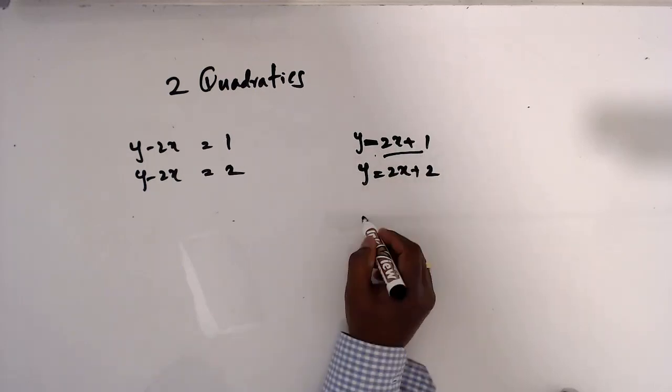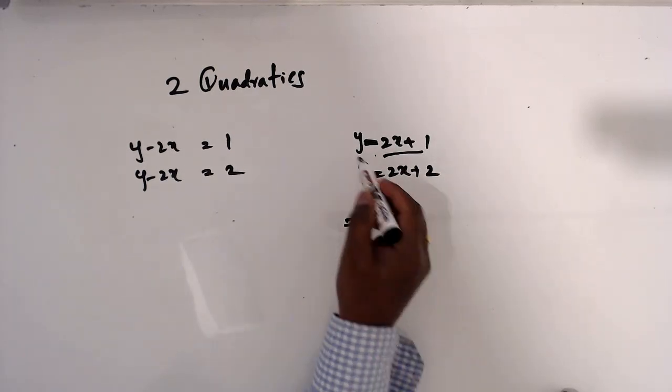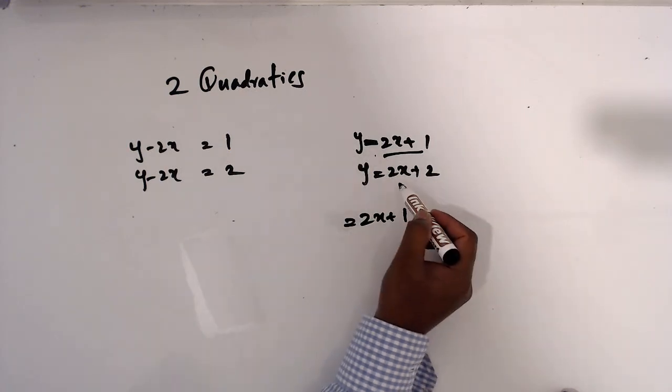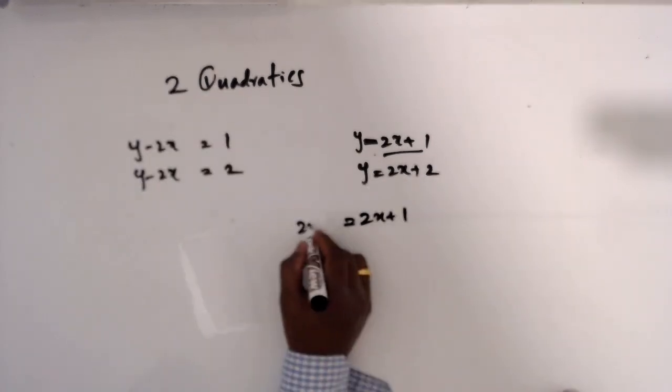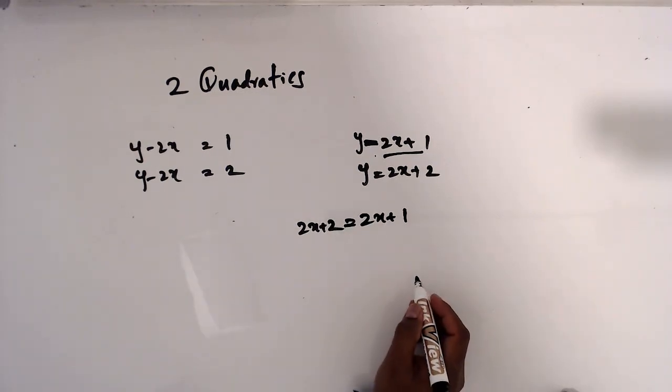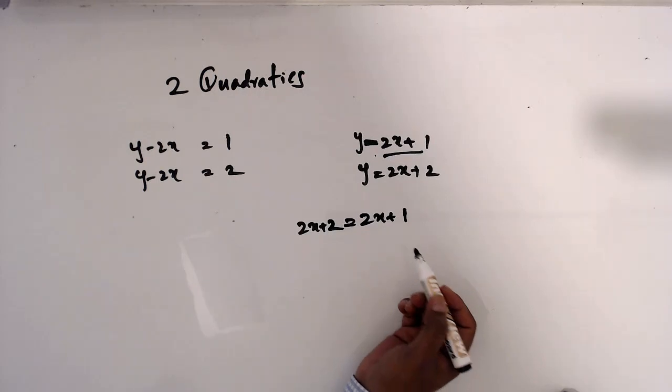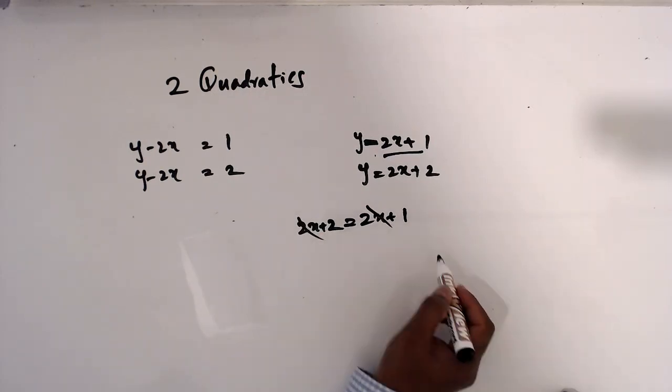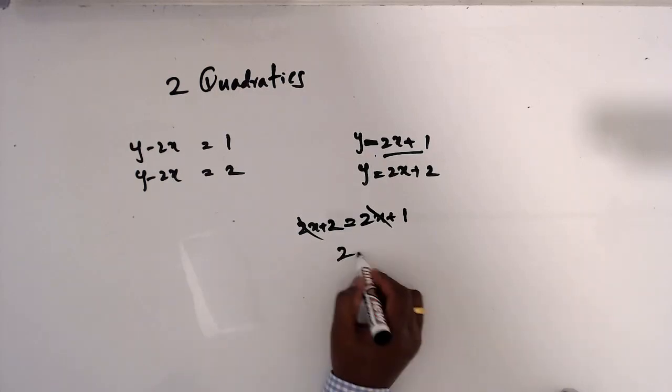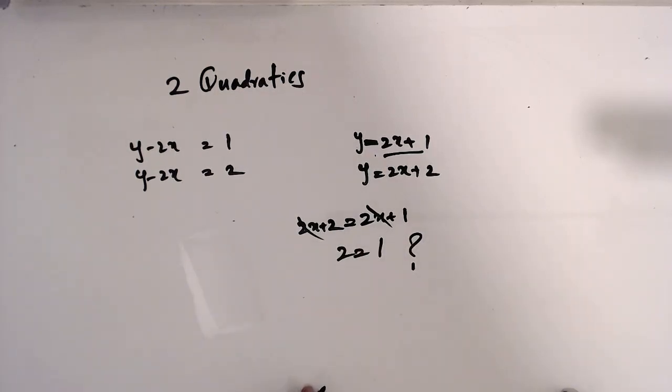So I'll write this one, x plus 1 equal to y. But what is the other value of y? x plus 2. Right? So then I cancel out x on both sides and 2 equal 1. Is it possible? Something is wrong then. Can it be 2 equal 1? No, then we made a mistake, or we did a wrong assumption.